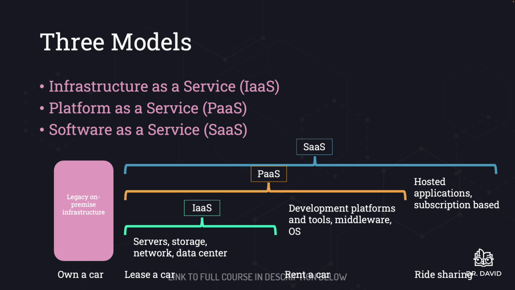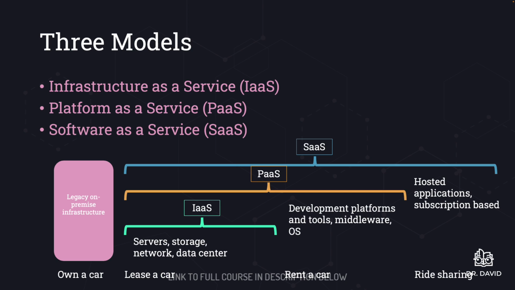Nowadays, though, we have, again, infrastructure as a service, platform as a service, and software as a service. Under the infrastructure as a service model, this would be similar to leasing a car. What you're subscribing to, what you're purchasing, is the use of another company's servers, storage, network, and essentially their data center. It would be up to you to provide the tools, the operating system, and anything else needed to actually leverage that physical infrastructure.